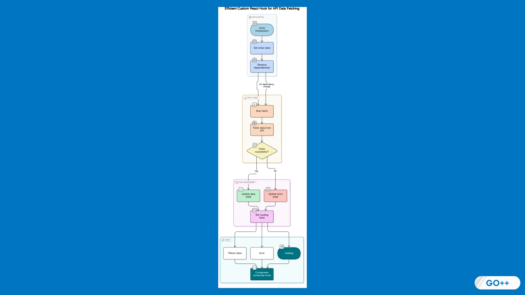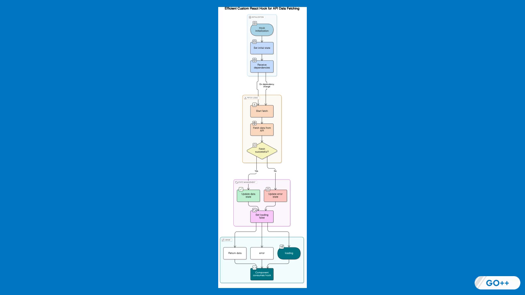Performance optimization is another key benefit of using custom hooks. By controlling when data fetching occurs, we can reduce unnecessary re-renders and integrate techniques like debouncing and memoization to further boost efficiency. Moreover, this encapsulated logic promotes code reusability, adhering to the DRY, don't repeat yourself, principle, and allows you to reuse the same logic across multiple components with ease.